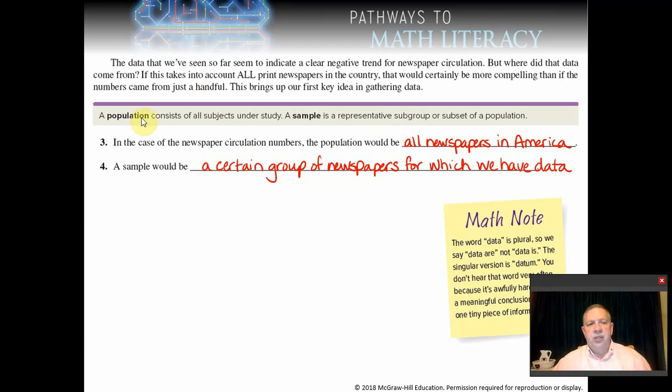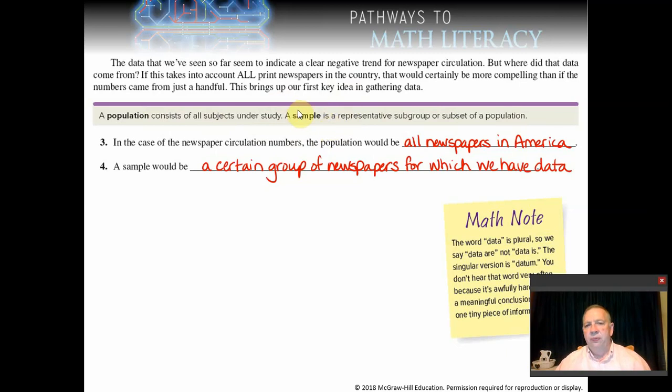Okay, so let's think about some terminology here. A population consists of all the subjects under study. A sample is a representative subgroup or subset. So we don't really know from that previous data: did they go and talk to every newspaper or print outlet and see what their subscription rates were? Or did we just go and talk to a few of them? We really don't know. If it's the full set, that's termed a population.